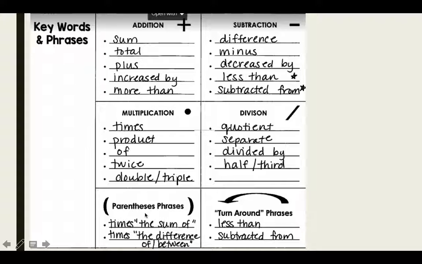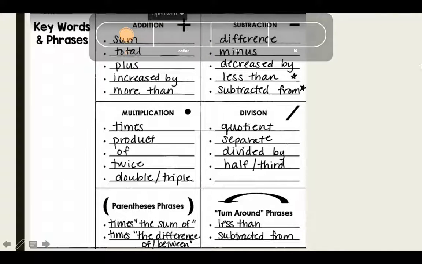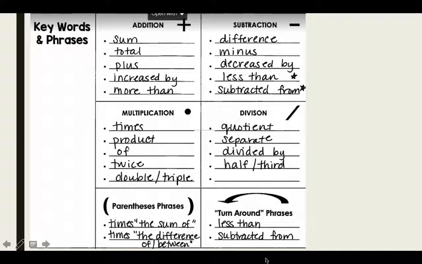Parentheses phrases: if we have something that says times the sum of, so 3 times the sum of x and 7 would be 3 parentheses x plus 7. Times the difference of or between would be like 5 times the difference of x and y, 5 times the difference of x and y.